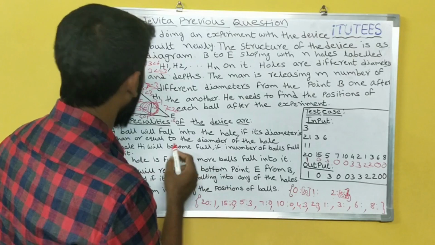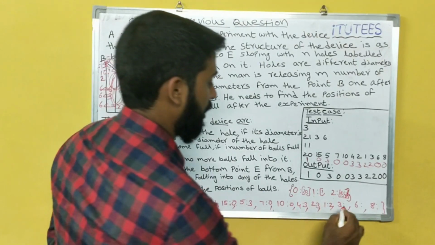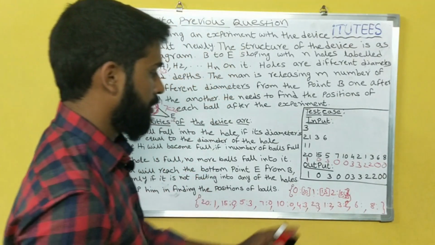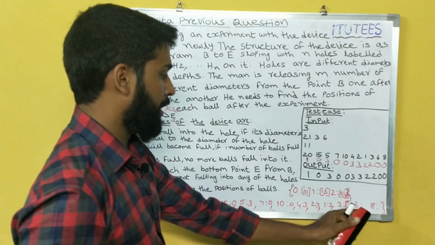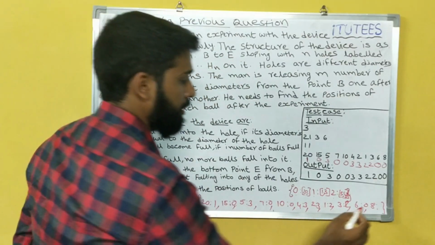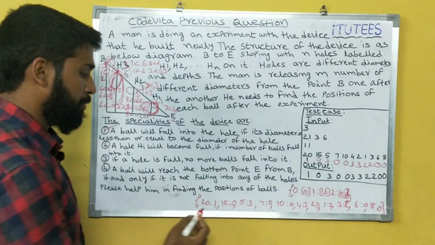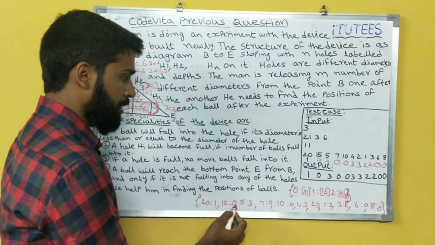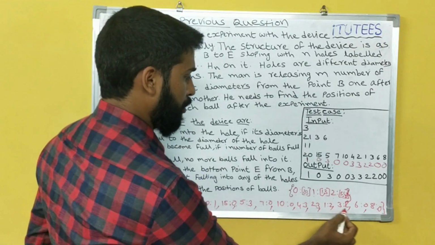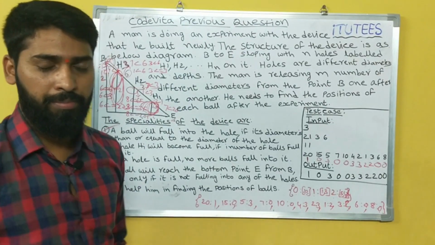Next 1. 1 falls in the second hole. Next 3 falls in the second hole. Size is full. Next 6. 6 does not fall in. It reaches C. Same with 8 also. So at the end of the program I am going to print the values of this dictionary: 1, 0, 3, 0, 0, 3, 3, 2, 2, 0, 0. So now we are going to see the program.